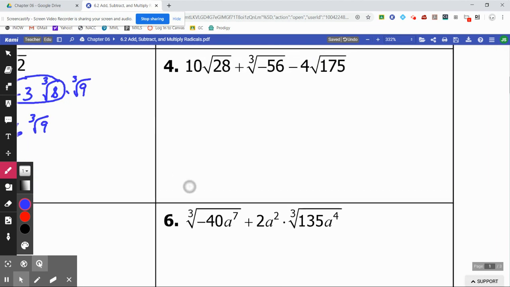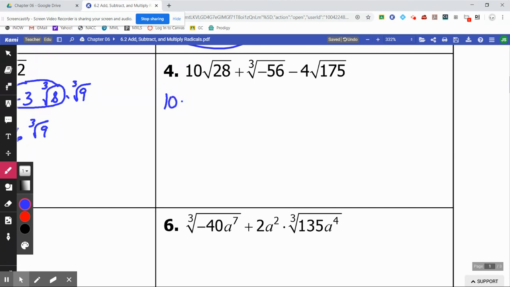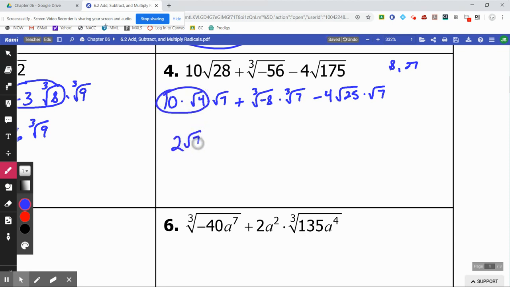Number 4, back to square roots. 10 times the square root of 28, we can split into root 4 times root 7. Plus the cube root of negative 56. The cube roots that we know, again, are 8 and 27, which is already too big. So let's split this into the cube root of negative 8, let's go ahead and take that negative out, times the cube root of 7, minus 4 times, now we're back on square roots. I know the square root of 25 is inside of that 175, so let's split it into square root of 25 times 7. 10 times square root of 4 would be 2 root 7.